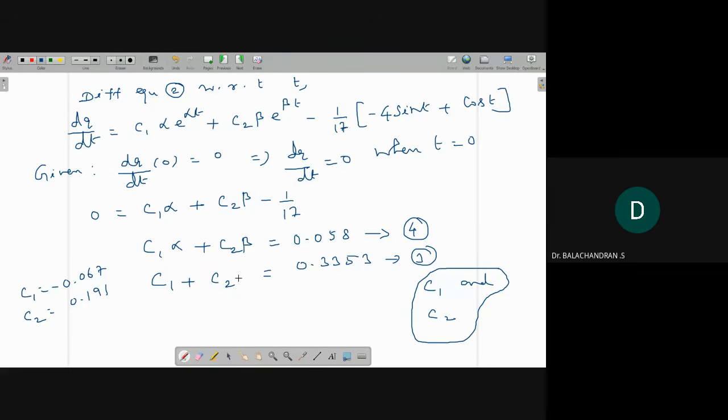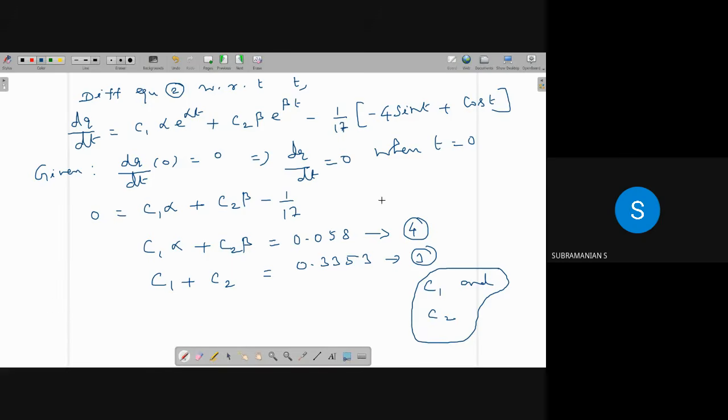Please wait. First, I will check this one. 0.067. It does not satisfy the third equation, Karthikeyan. Okay, sir, I'll check it. Okay, no problem. That's why you should do it a little bit carefully.